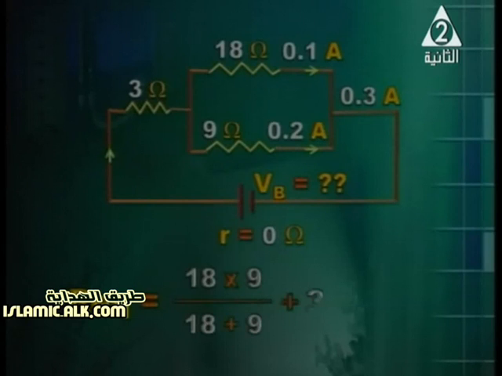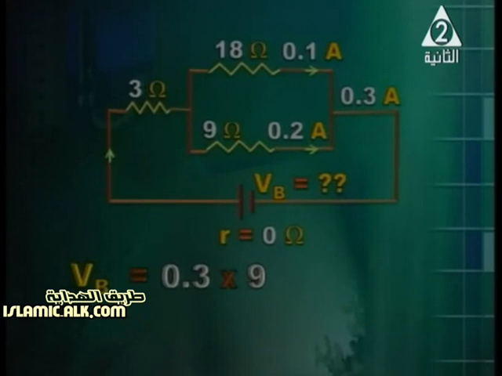So our equivalent will be equal to 18 times 9 over 18 plus 9, product over the sum, plus 3, it is 9 ohm. So V battery equals 0.3, the total current, times the total resistance 9, so it must be 2.7 volt.